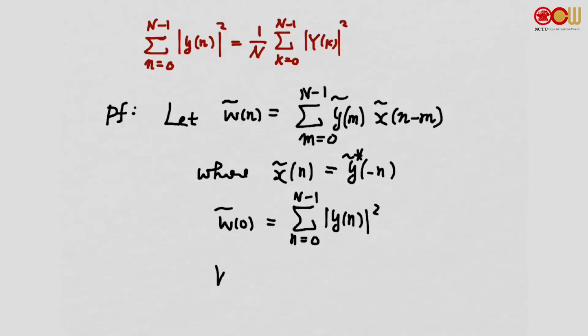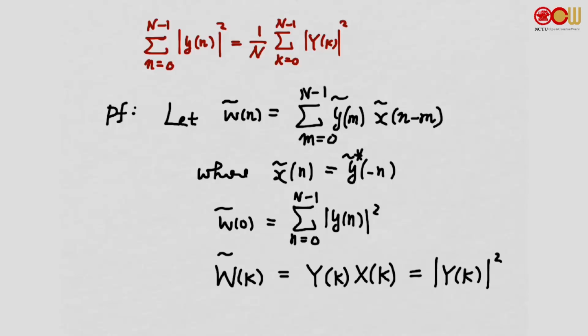On the other hand, we also know that W tilde k is actually the product of Y k and X k. But then using the conjugation property that we derived earlier, we can show that this is actually the magnitude squared of Y k. So there are a couple of places that we will leave as an exercise. This is one step, and this is also another step that needs verification.